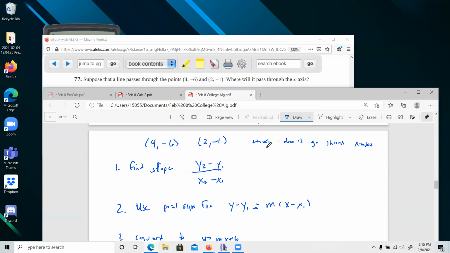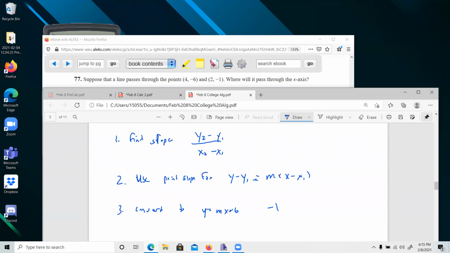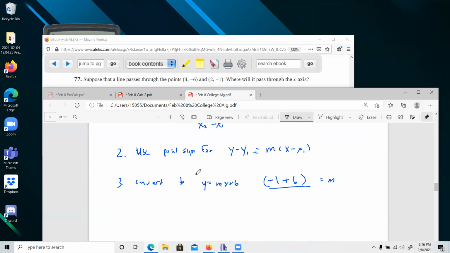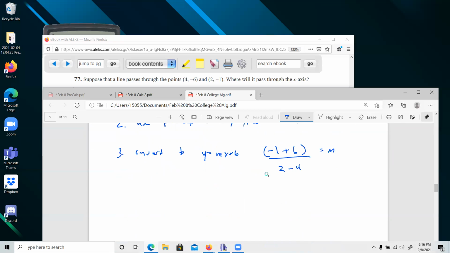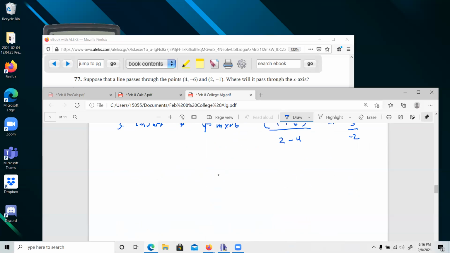In this case, I don't have to worry so much about meaning. So finding the slope, y2 minus y1 is -1 minus -6, and x2 minus x1 is 2 minus 4. So this is 5 over -2, which is -2.5. How did I know that was going to be negative? I didn't.